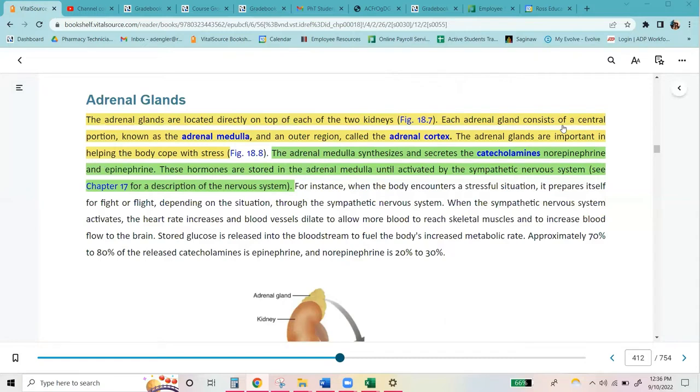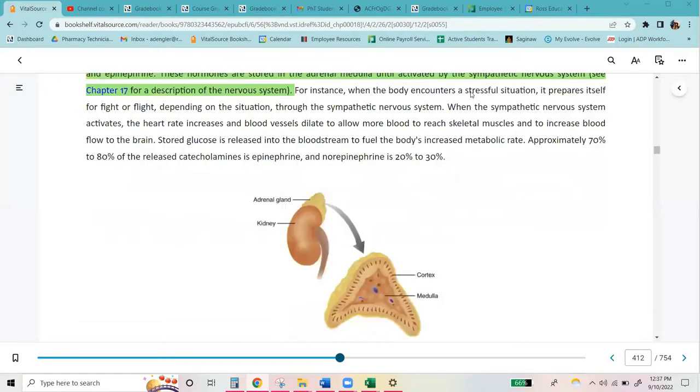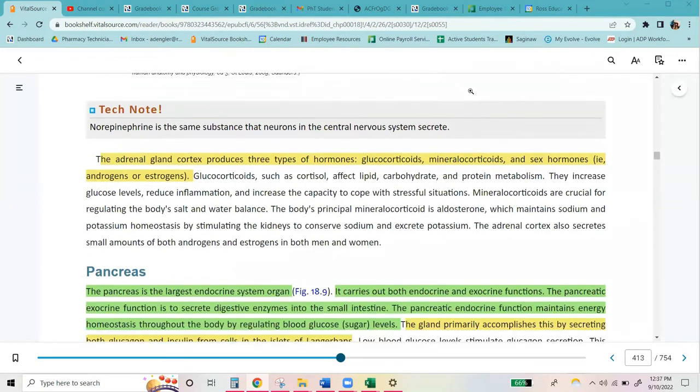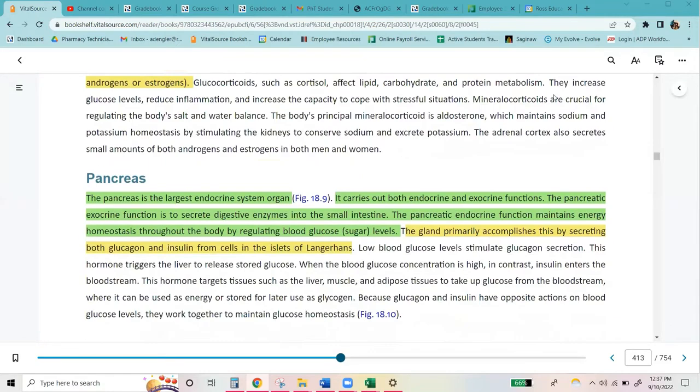The adrenal glands are located directly on top of each of the kidneys. Each adrenal gland consists of a central portion known as the adrenal medulla and an outer region called the adrenal cortex. The adrenal glands are important in helping the body cope with stress. The adrenal medulla synthesizes and secretes the catecholamines, norepinephrine, and epinephrine. These hormones are stored in the adrenal medulla until activated by the sympathetic nervous system. The adrenal gland cortex produces three types of hormones: glucocorticoids, mineralocorticoids, and sex hormones like androgens or estrogens.